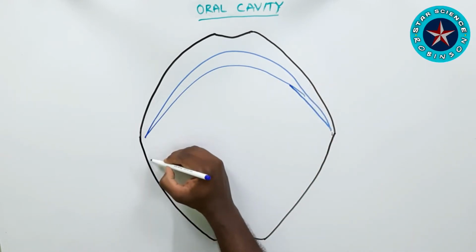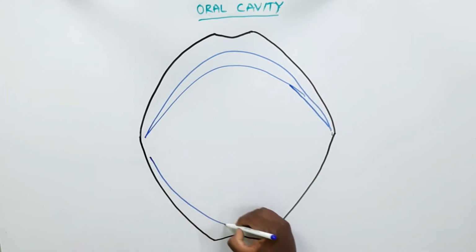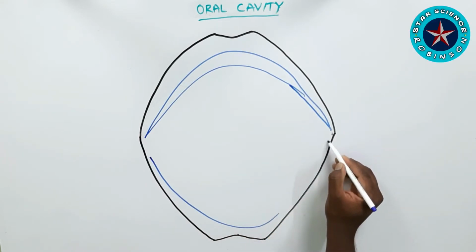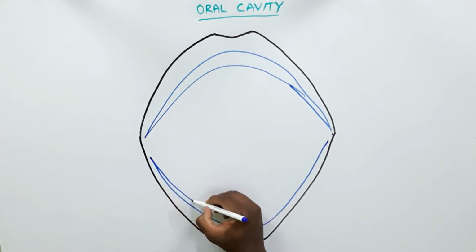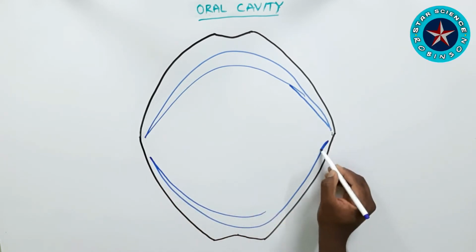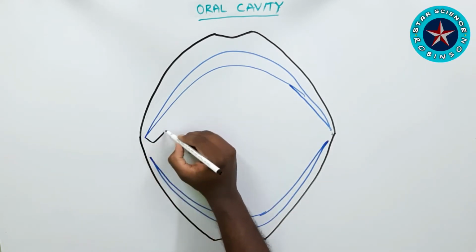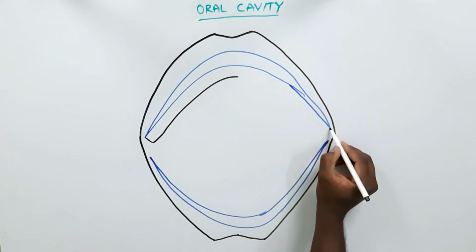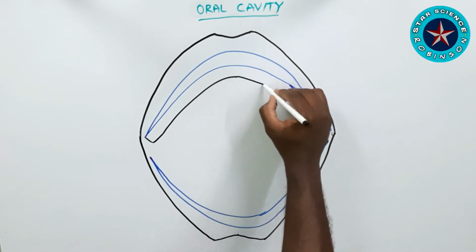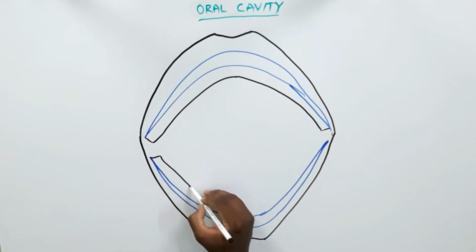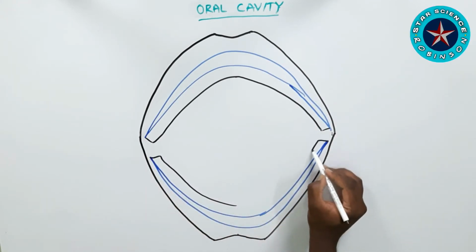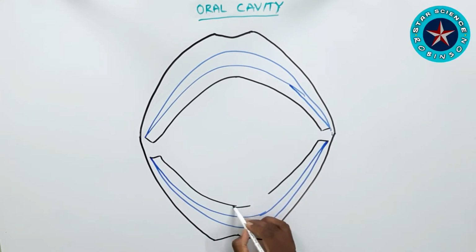The oral cavity is lined throughout with a mucous membrane, which consists of stratified squamous epithelium, and it also contains small mucus-secreting glands. And now I am going with a diagram of the oral cavity. I will show you the different parts of our oral cavity.